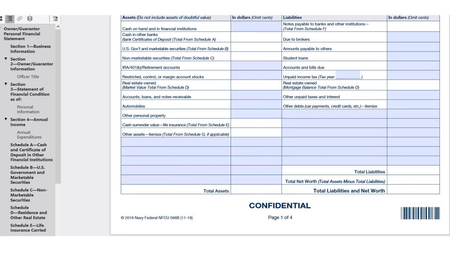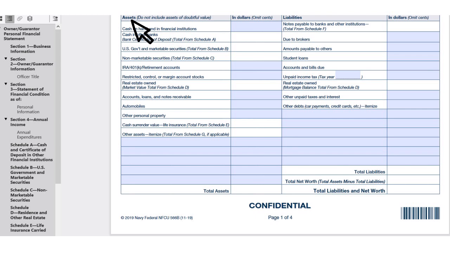Okay. So in the first column, we have assets. Here you put everything that you own. All right. So it can be cash, cash on hand, in financial institutions, cash in other banks. If you have some marketable securities, what is a marketable security? It is a security you can sell. It's stocks, bonds.